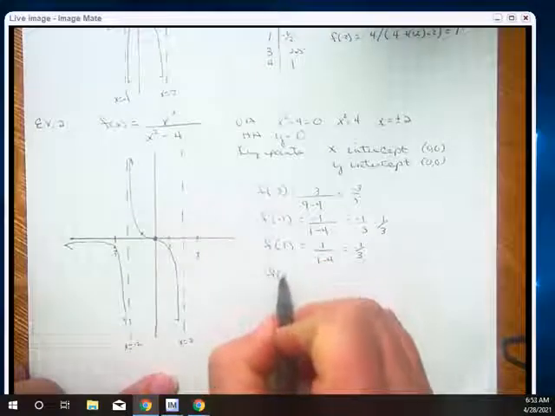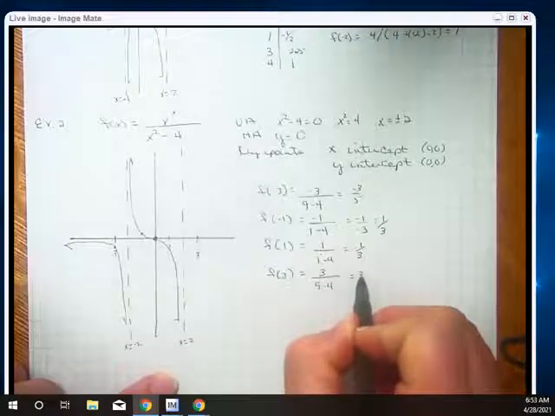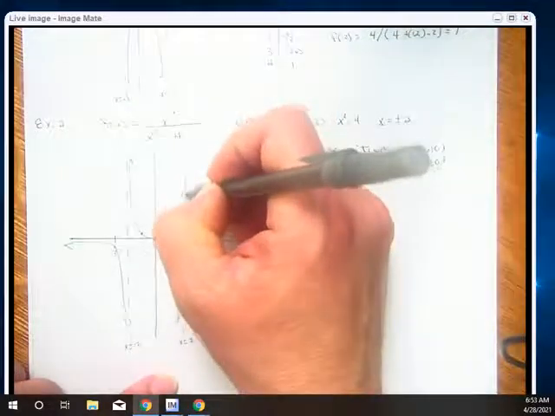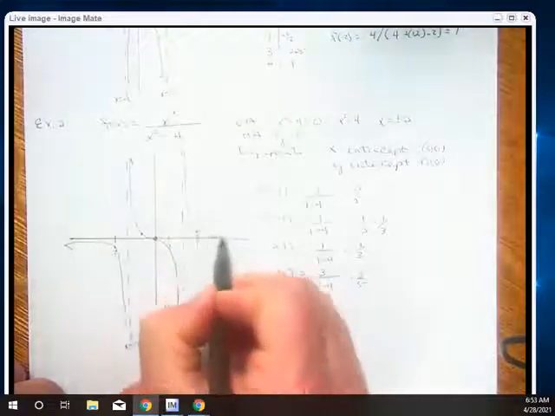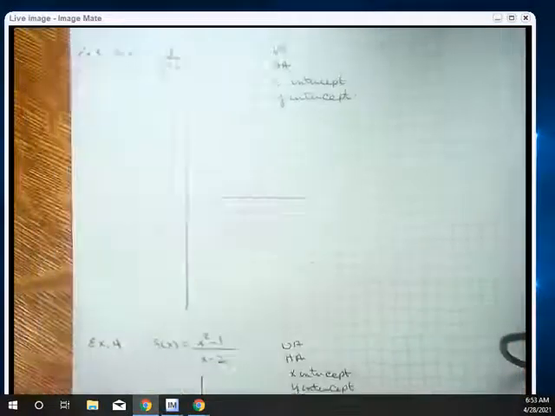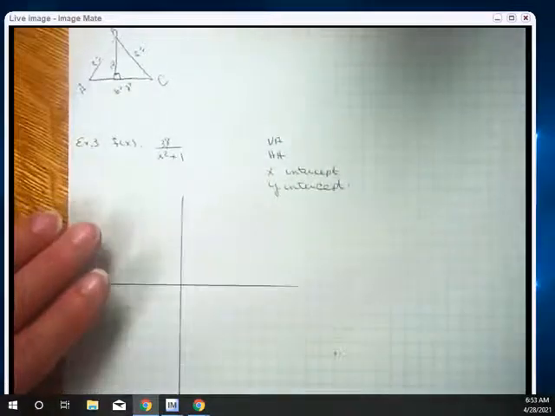Then I'm going to try the value of f of 3. 3 divided by 9 minus 4 is 3/5, which is positive, above the line. Again, I'm going to use my asymptotes as guides to where I graph and curve. All right. I have just a couple more examples to show you. We still go through the same steps.